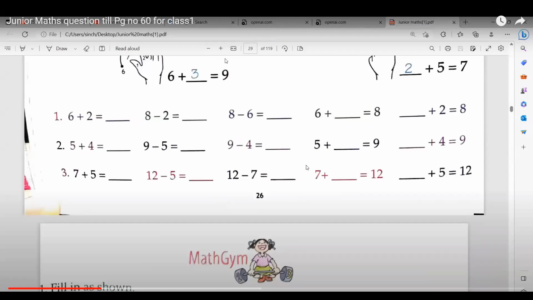Very good. Now 8 minus 2. Write it better. Write it here. 6 plus 2 is how much? Write it here. 8. Write it. Even the option of annotation better.